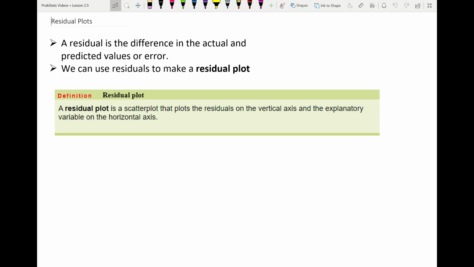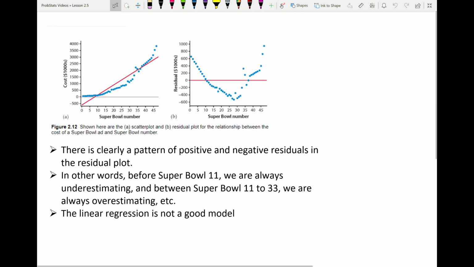So remember that a residual is the difference in the actual and predicted values, or the error, in our prediction. So we can use residuals to make this residual plot. Once we calculate all the residuals, we can put them in a scatter plot that plots the residuals on the vertical axis and the explanatory variable on the x-axis, or the horizontal axis. This is an example of a residual plot, on the right side.